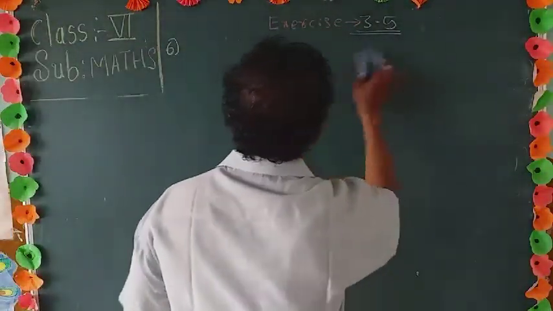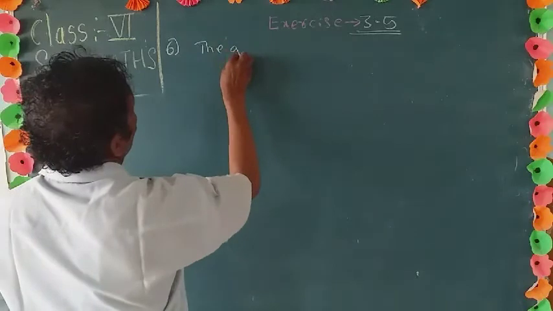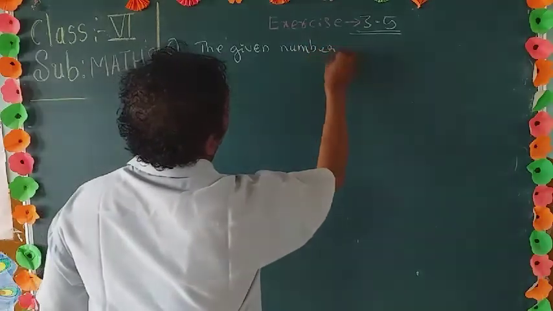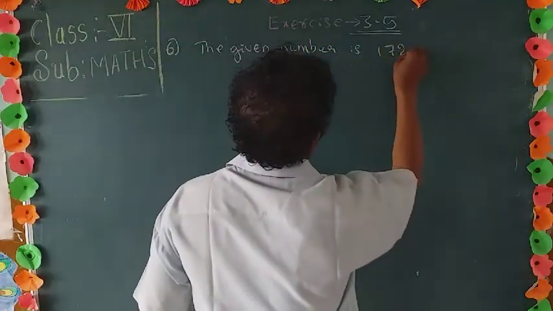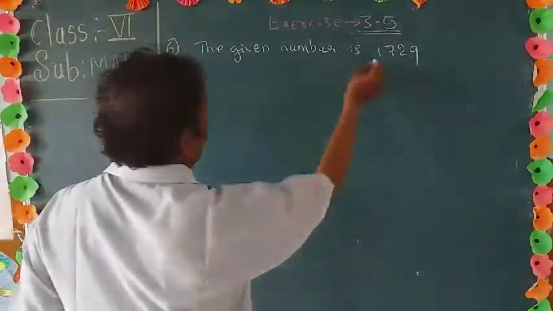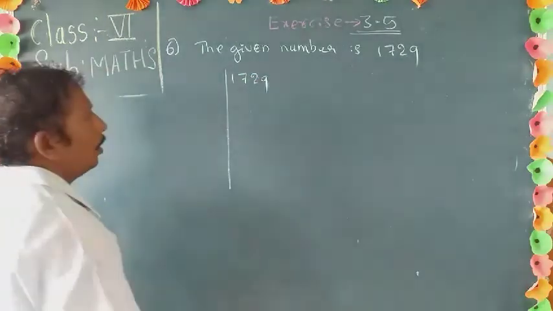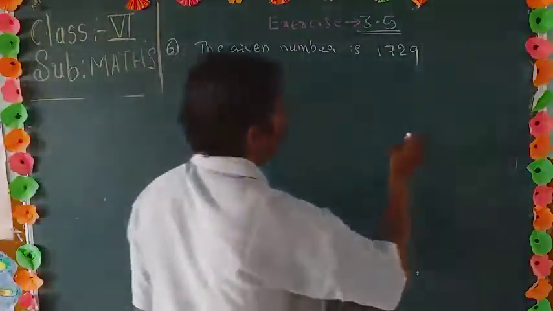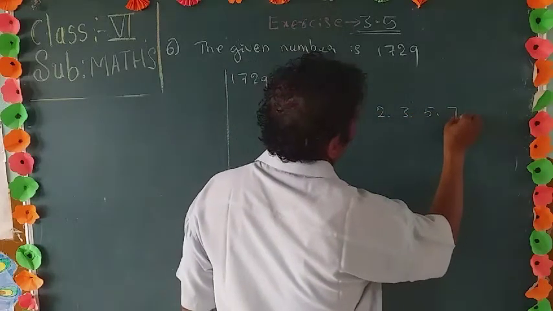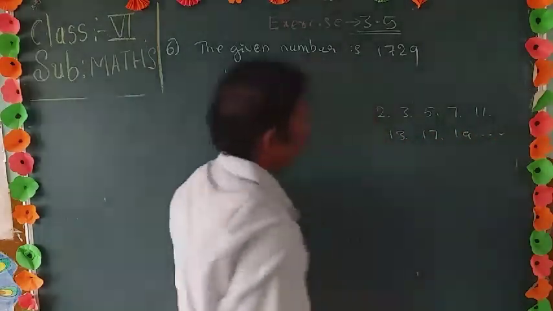In the question, the given number is 1729. We need to find the prime factors. Take the given number 1729 and divide it using only the prime numbers 2, 3, 5, 7, 11, 13, 17, 19, like this.